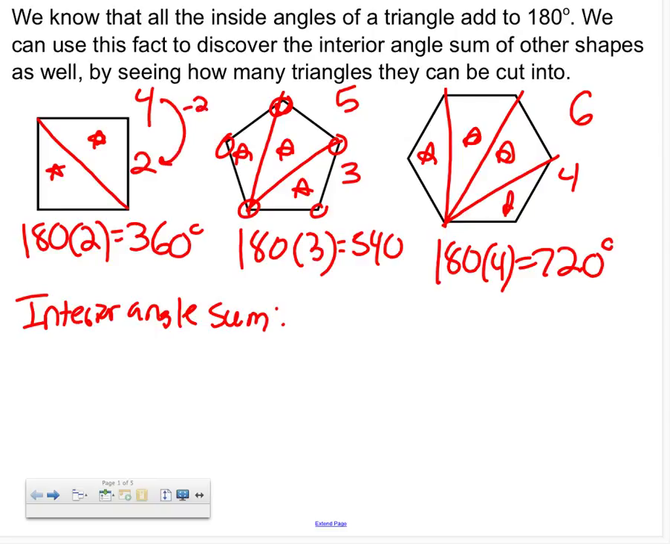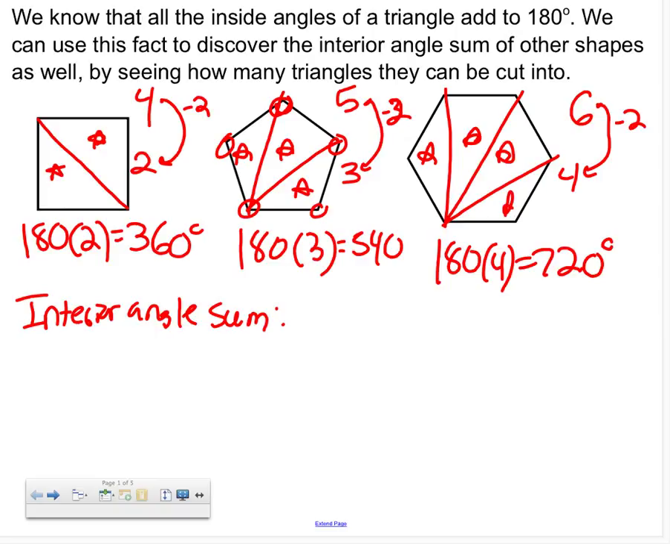So 4 minus 2 is 2. 5 minus 2 is 3. 6 minus 2 is 4. The next one would be 7 and 5, right? Well, 7 minus 2 is 5. The next one would be 8 and 6. Well, 8 minus 2 is 6. And on and on down the line. So if I gave you a 100-sided shape, you could figure out that there are 98 triangles in that 100-sided shape because it's just 100 minus 2.